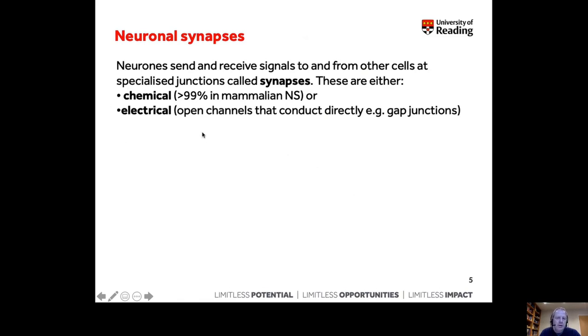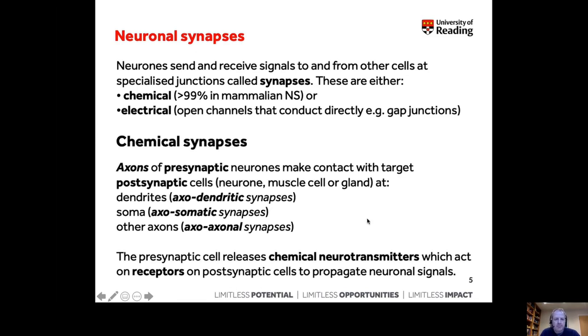The electrical synapses are sometimes called gap junctions, and as it says here, they're just open channels that conduct electricity directly. Usually they're joined to each other or very closely opposed, rather than the gap that we see in these chemical or these specialized junctions called synapses. So 99% of the mammalian synapses are chemical in nature, and hopefully you'll understand that after the next few slides.